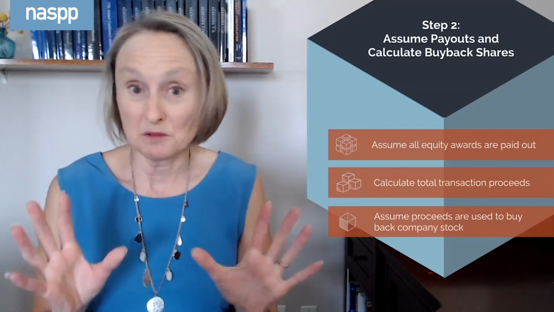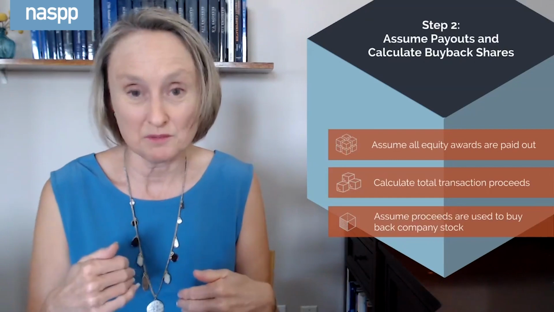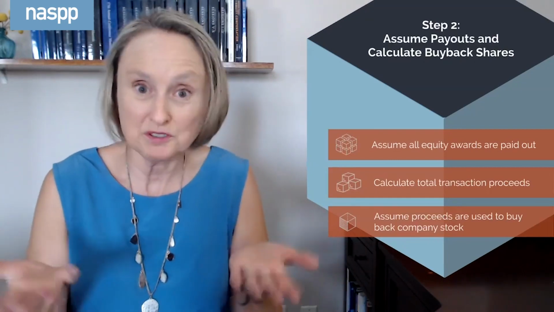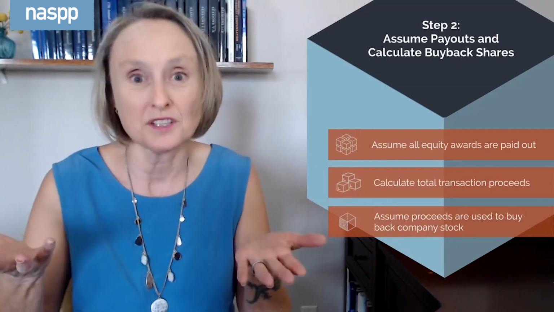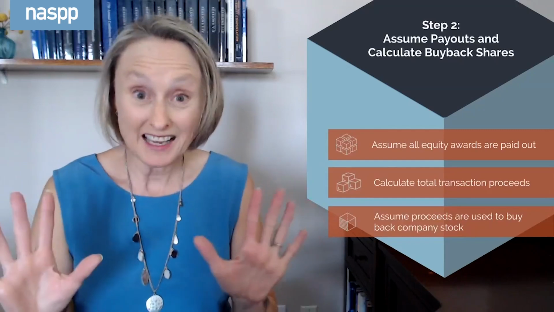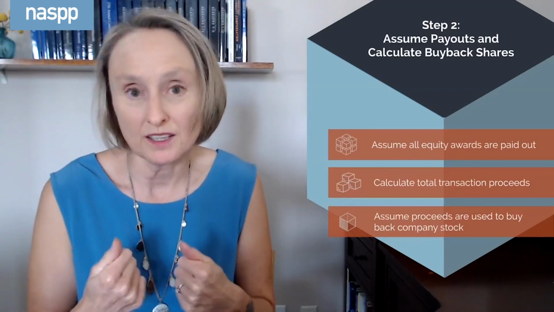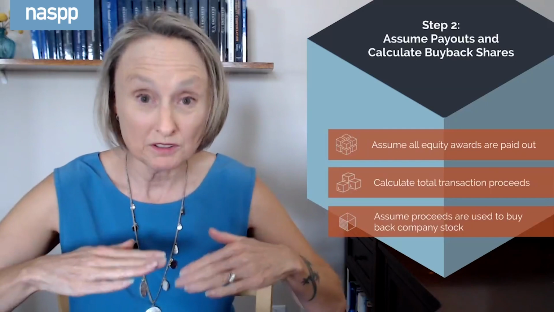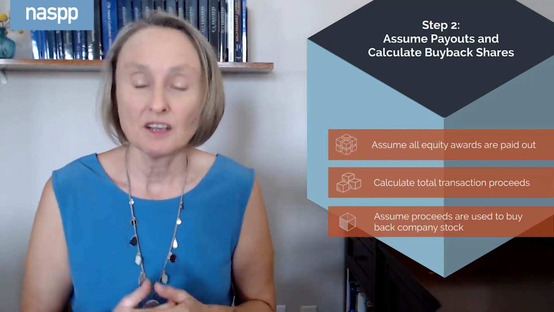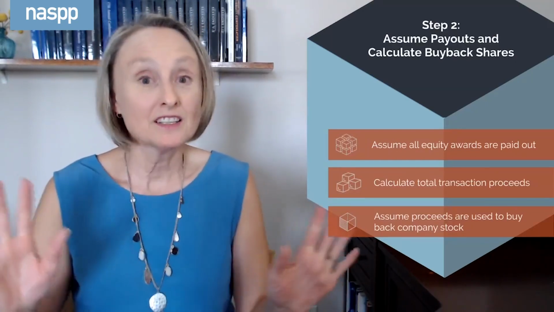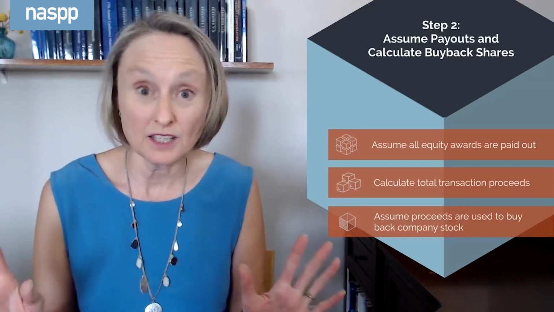Now, if the company were to take those proceeds and invest it back in operations, that would grow earnings, which would increase earnings per share. But there's really no way to calculate what the impact on earnings would be. So instead, what we are going to assume is that the company takes all of those proceeds and uses them to buy back its own stock from the open market, which is then going to reduce the dilutive effect of those equity awards. Now, this is a completely hypothetical calculation.